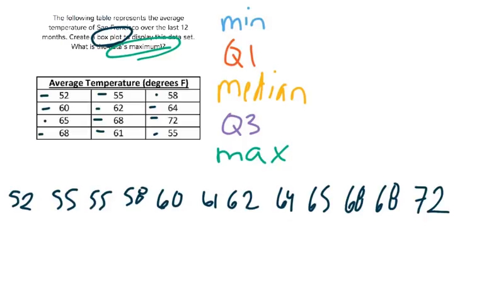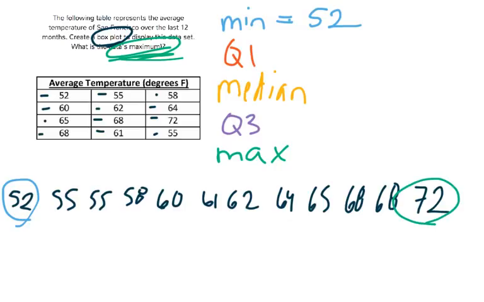Okay, so the minimum is just the smallest number, so 52 is our minimum. The maximum, which is what we're looking for here, is the largest number, and that's 72.